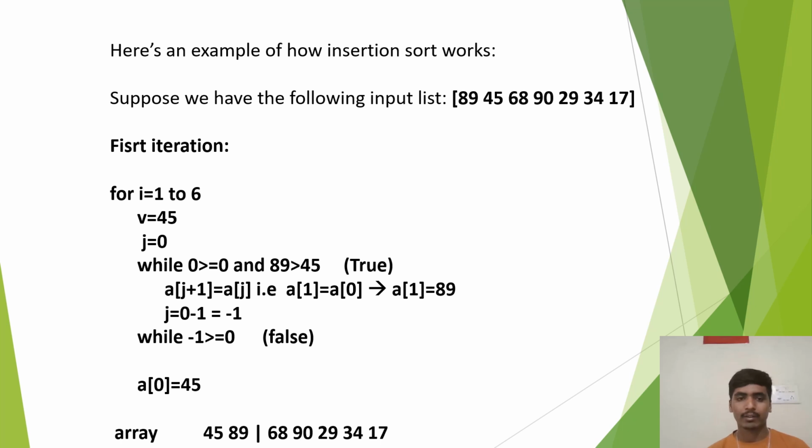First iteration. For i = 1 to 6, v = 45, j = 0. While 0 >= 0 and 89 > 45, it's true. A[j+1] = A[j], that is A[1] = A[0], so A[1] = 89. j = 0-1 = -1. While -1 >= 0, it's a false statement. A[0] = 45. The array is 45, 89, 68, 90, 29, 34, 17.